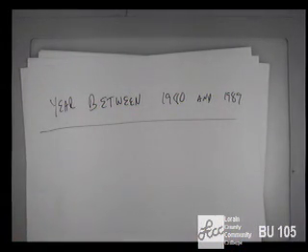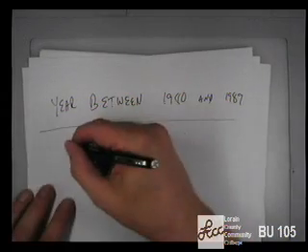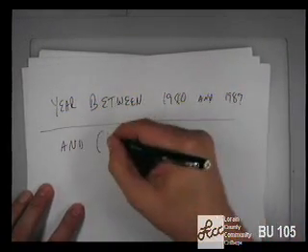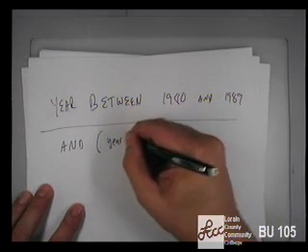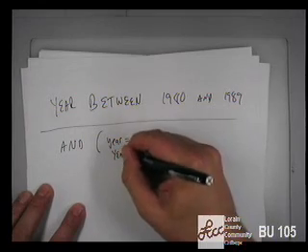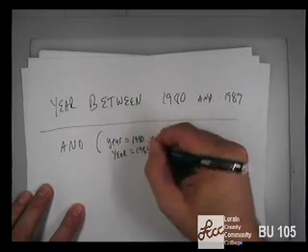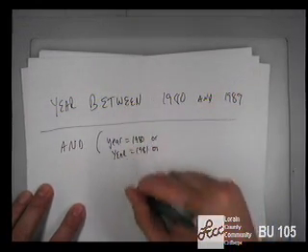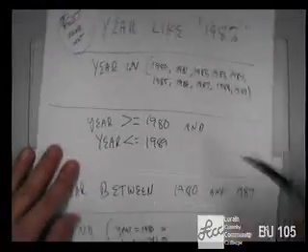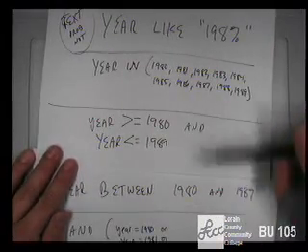Is there another way to do it? Yeah, there actually is probably one more way to do it. But it would be like this. And then in parentheses, have a bunch of ORs. Year equal to 1980 or year equal to 1981, or so on down the line. Probably the two best ways to do it would be this way or that way.